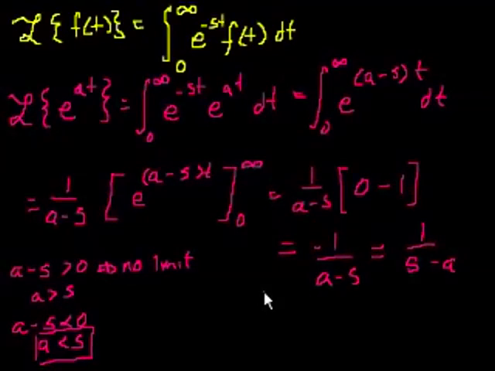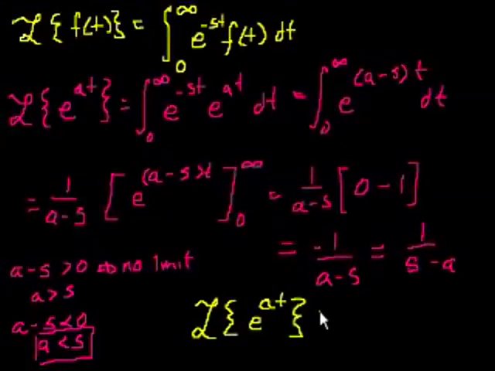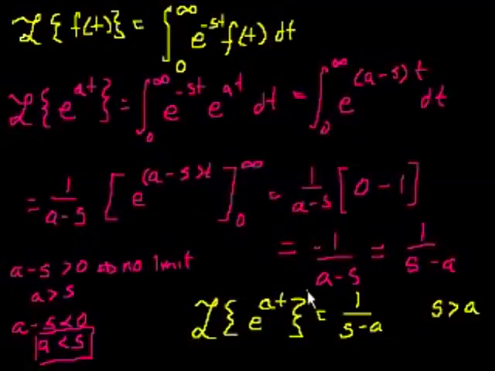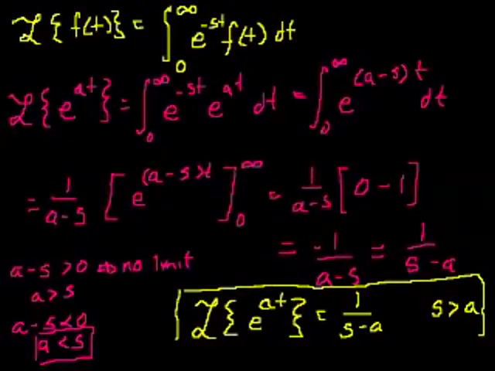So we have our next entry in our Laplace transform table. And that is the Laplace transform of e to the at is equal to 1 over s minus a, as long as we make the assumption that s is greater than a. This is true when s is greater than a or a is less than s. Either way, you can view it either way. So that's our second entry in our Laplace transform table.